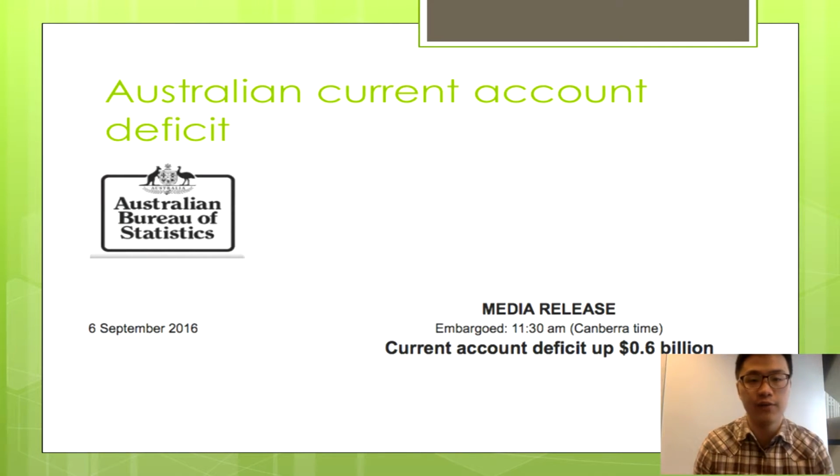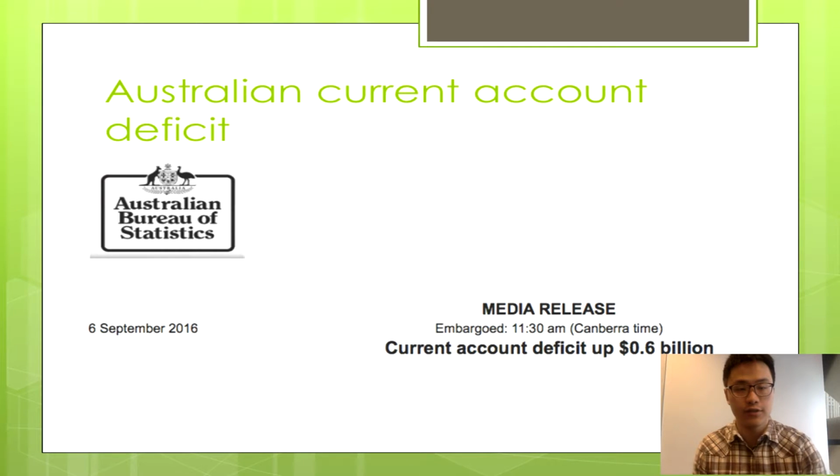Hi, I'd like to start by looking at the current account. So we can see the slides here. The Australian current account deficit is up to 0.6 billion. And this is issued by the Australian Bureau of Statistics on 6 September 2016.